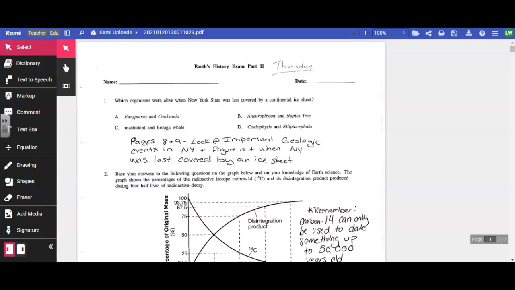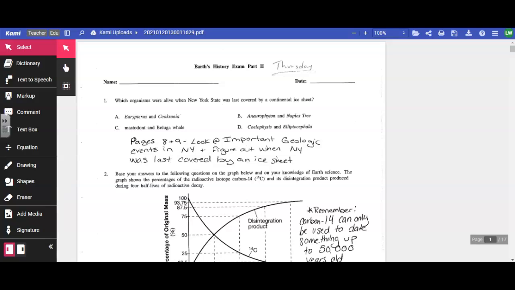Alright, so this is part 2 of your Earth's history exam. Again, pause after each question so you can really take the time to look in your reference table. I've included some guidance to help you figure out where you need to look. Please use it. Okay?